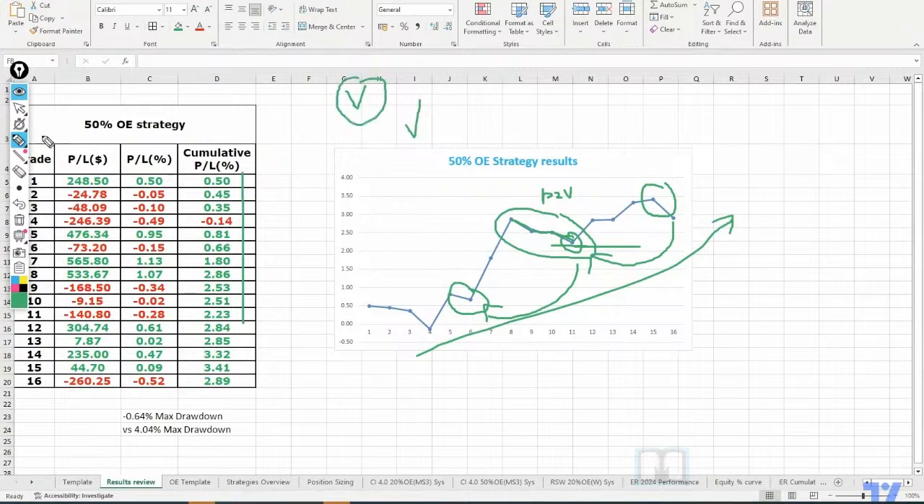Now the second thing that we also look at, traders, is the maximum drawdown.